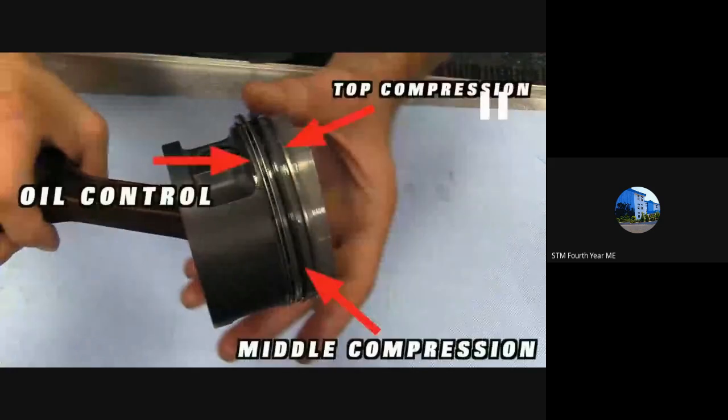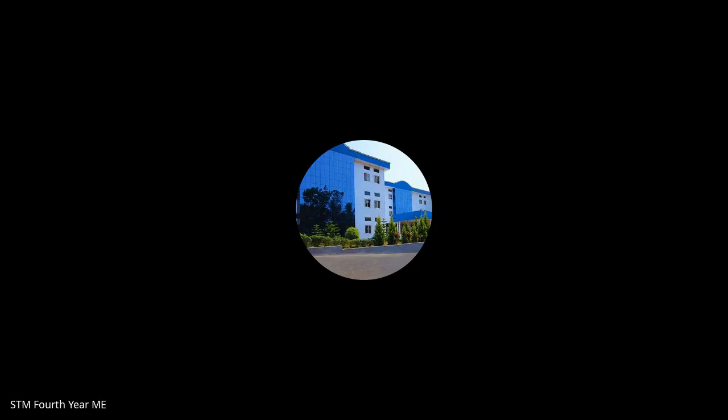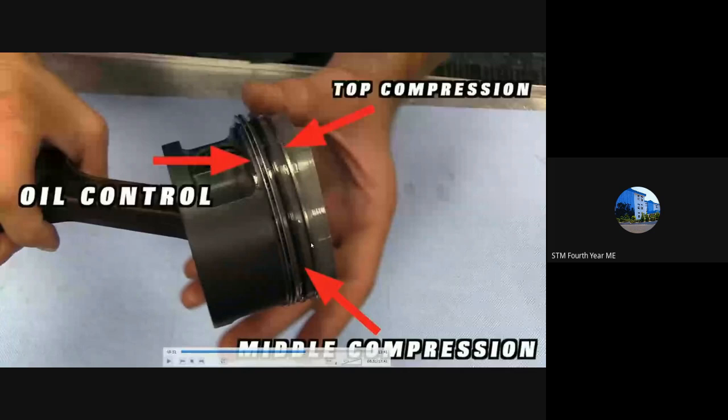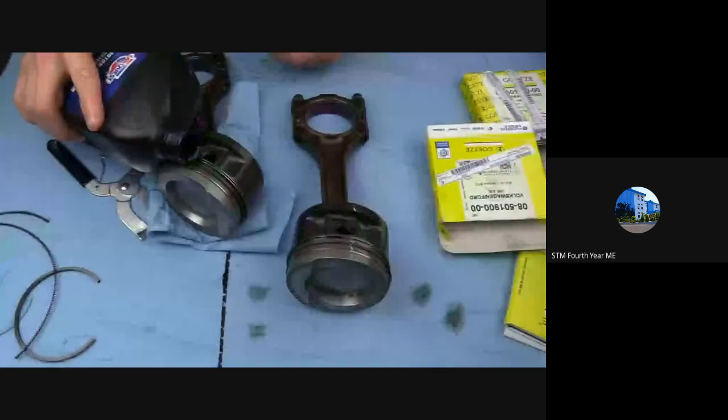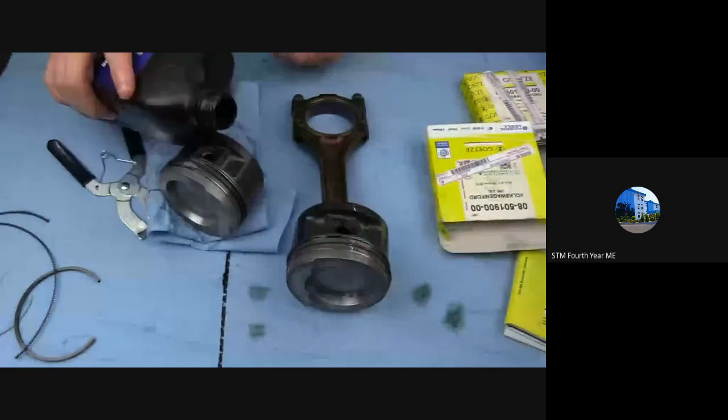It is showing us the oil control ring here. It will be a two-part split ring with the oil scraping medium in between. Then comes the second ring, the middle compression ring, and then the top compression ring. So these rings are placed here. He's lubricating the surface of the piston before placing the rings.